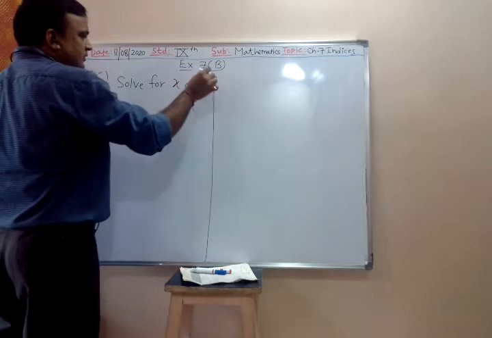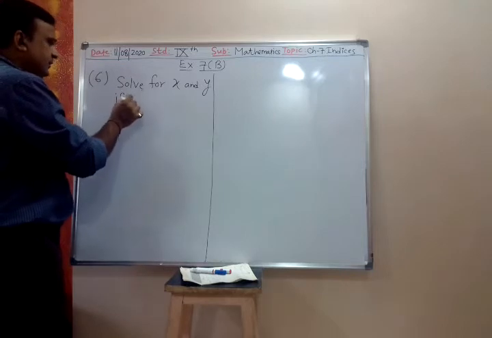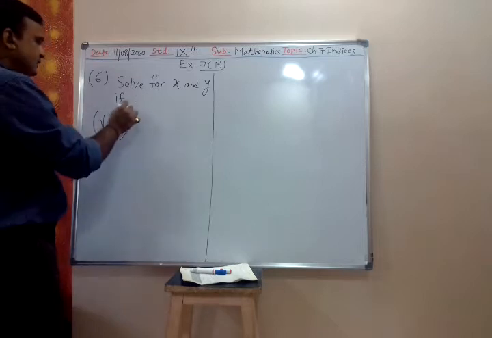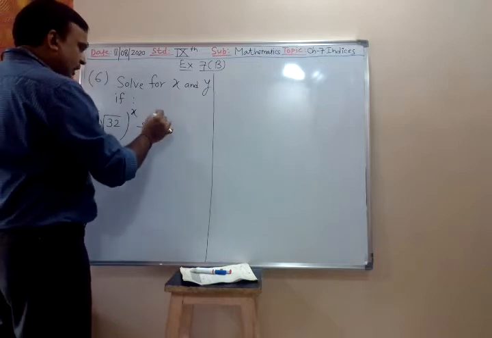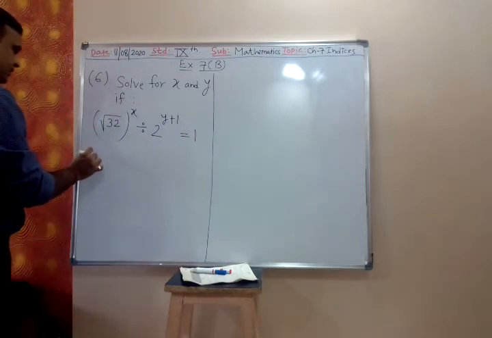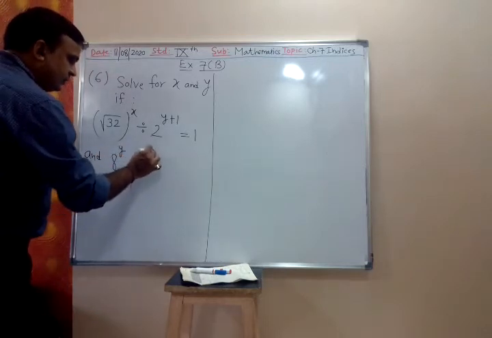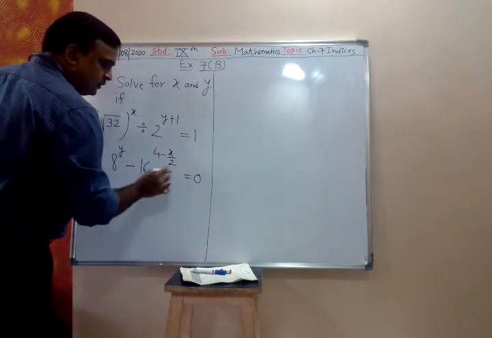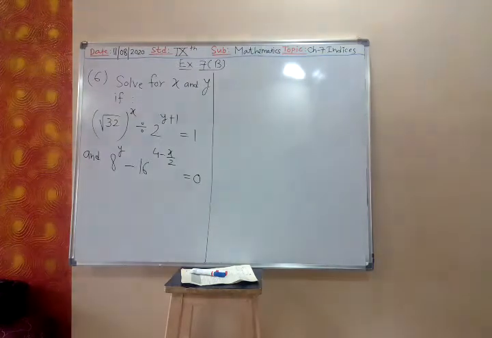Solve for x and y. It is not difficult, it only takes time. If root 32 raised to x divided by 2 raised to y plus 1 is equal to 1, and 8 raised to y minus 16 raised to 4 minus x by 2 is equal to 0. So solve for x and y.